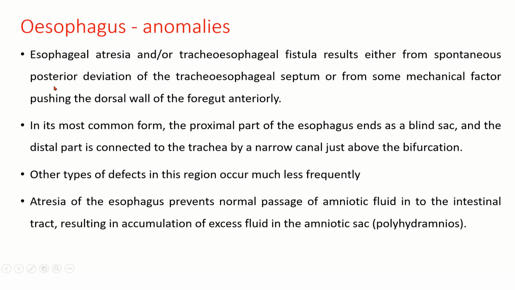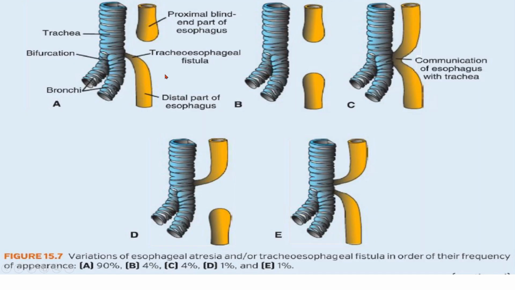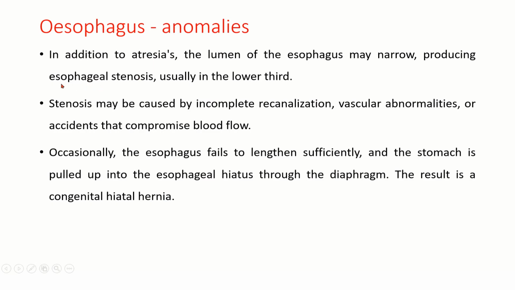The most common abnormality which is formed is the tracheoesophageal fistula or the esophageal atresia, where you can see here the proximal blind end of the esophagus and the distal part connected to the trachea just above its bifurcation as tracheoesophageal fistula. So these 4 types are less common and this is the most common. Sometimes there might be esophageal stenosis, usually in the lower third.